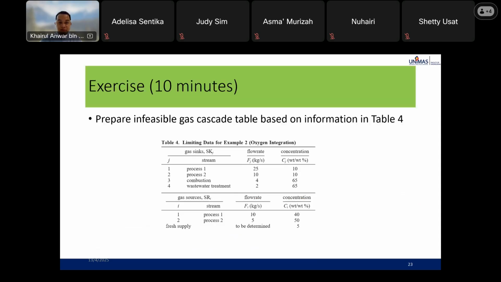I'll give you an exercise. So you prepare the gas cascade table, as shown in Table 4. You have 15 minutes. We have columns 1, 2, 3, 4, 7, 8, so 8 columns.